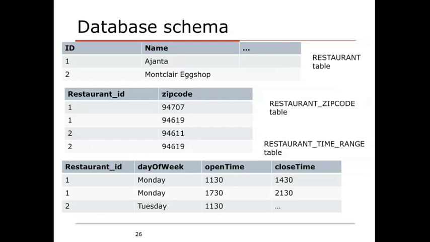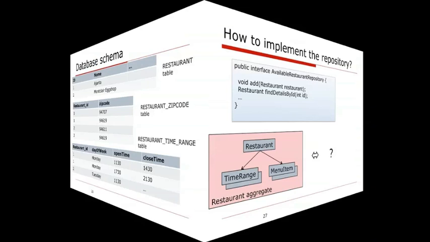You can imagine that if you were using a relational database, you'd have a schema that looked like this. So the restaurant class would get mapped to the restaurant table. The service area would get mapped to the restaurant zip code table that has the zip code and the foreign key back to the restaurant. And then the opening hours gets mapped to the time range table that has a foreign key back to the restaurant and stores the day of the week and the opening time and close time and so on. So pretty straightforward, at least in the context of relational databases.